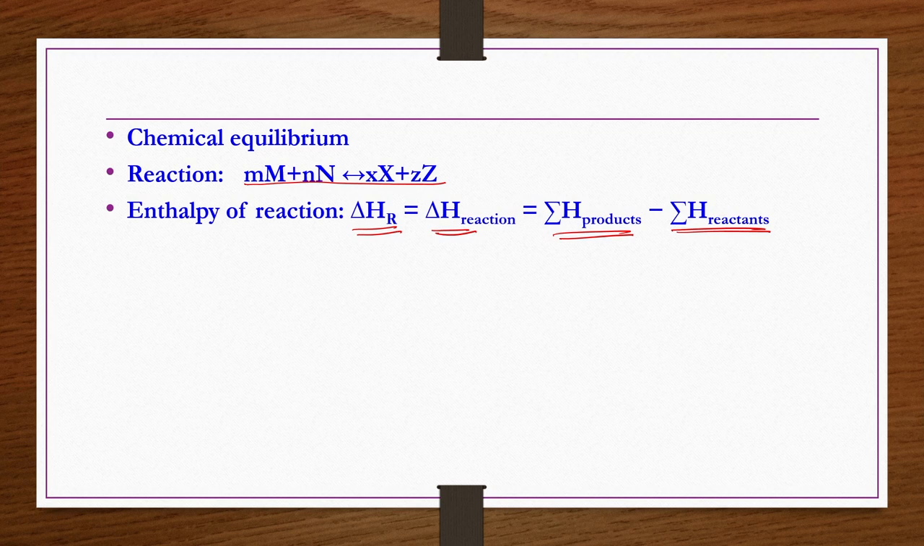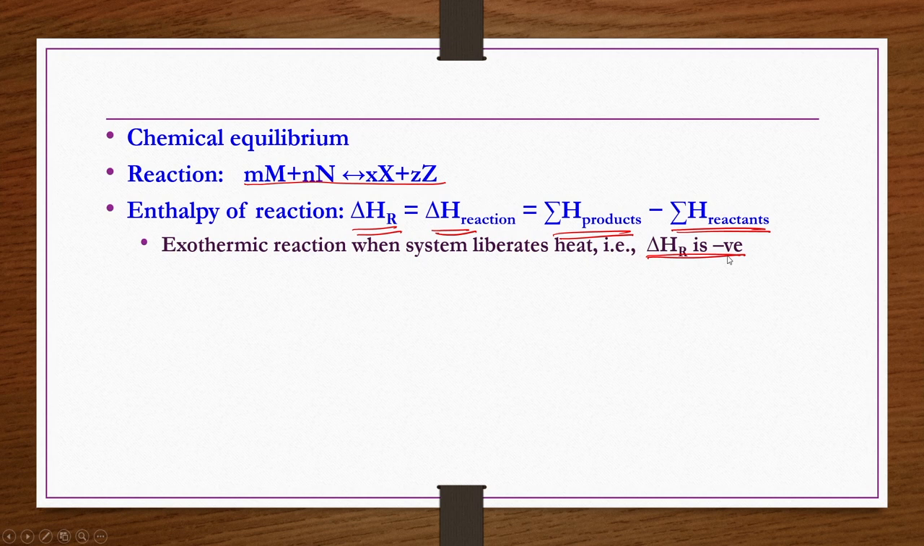Now, let us say the enthalpy of the reactants is higher than the enthalpy of the products. Then what happens? In order for the reaction to occur, we don't need to give energy because the reactants are already at a higher energy, or the enthalpy of the reactants is already at the higher end. So, when the products are forming from these reactants, it liberates the energy. So, obviously, sigma delta H products minus sigma delta H reactants is nothing but negative, right? So, when this delta HR is negative, such reactions we call exothermic reactions, where the system liberates the energy because the enthalpy of the reactants is already at the higher end compared to the enthalpy of the products. So, when the reaction takes place from reactants to products, it liberates the energy.